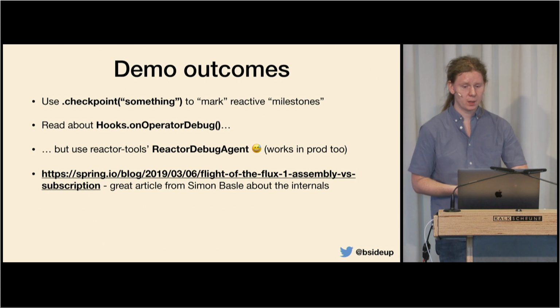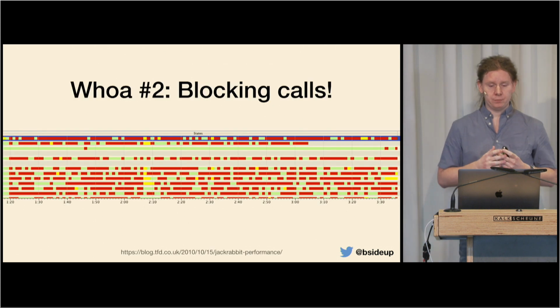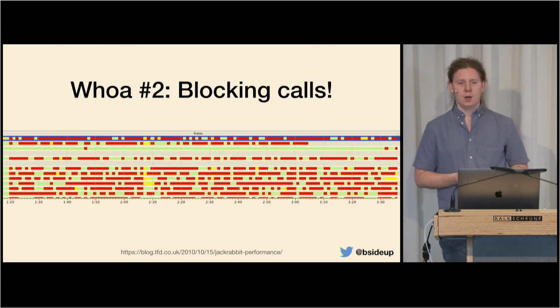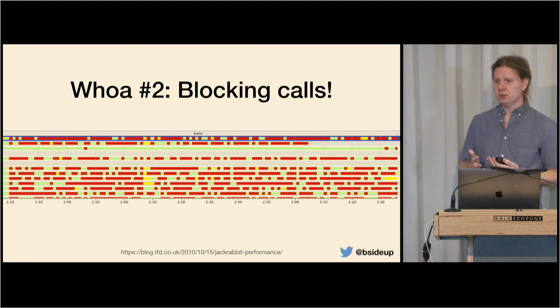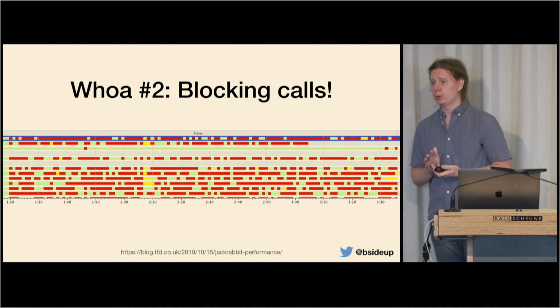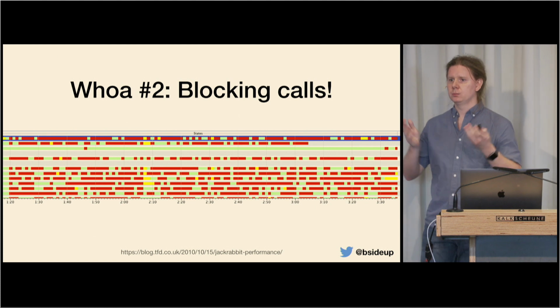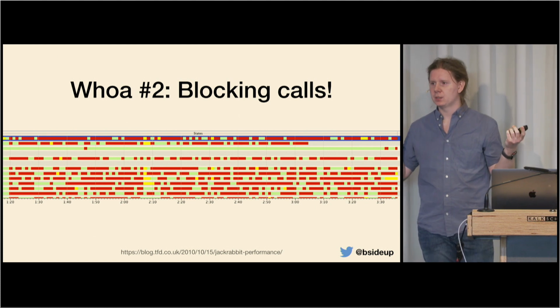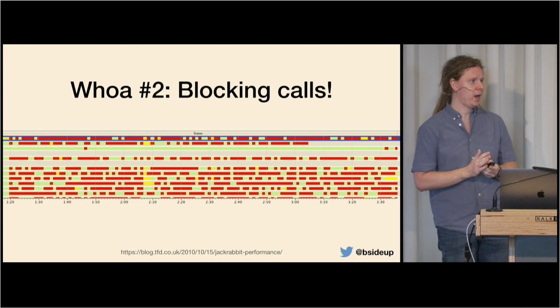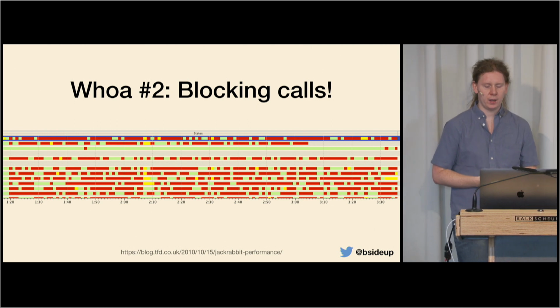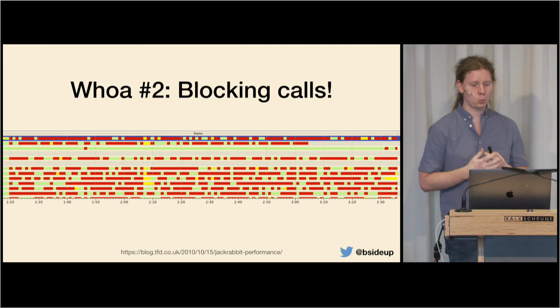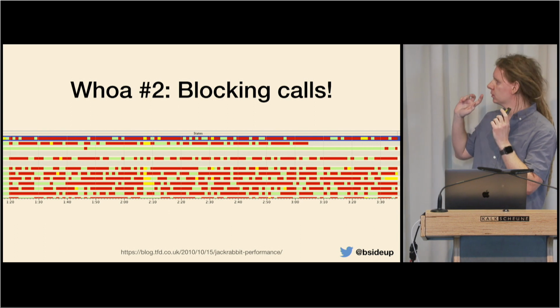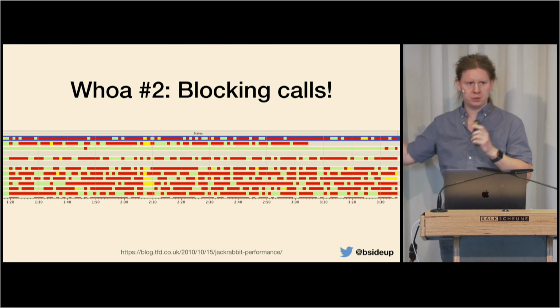Let's continue. Now we have blocking calls. That's another even bigger beast because, well, exceptions, yeah, we can fix them. I mean, we just don't understand what happens. But blocking calls might actually destroy your system. And by the way, if your thread graph looks like this, you have a serious problem.